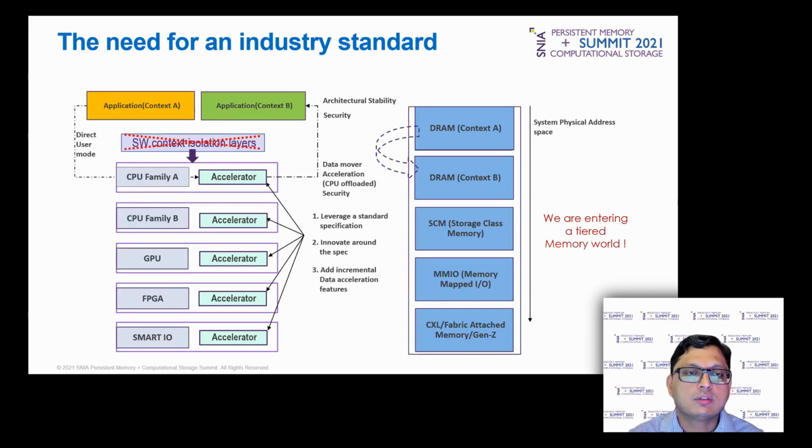And we see a picture emerging for an industry standard that needs to look at various elements in the system design. So for example, if I have one or more applications, I have been building software context isolation layers between them, and I've been using the CPU for my data copy. A logical way for me to put in an accelerator would be on the CPU in such a way that it doesn't use the CPU cycles, but it provides the acceleration that I need for data movement from, let's say, a DRAM context A to DRAM context B. But in doing so, I want the same user-level access that applications have with the CPU. So I want direct user mode access.